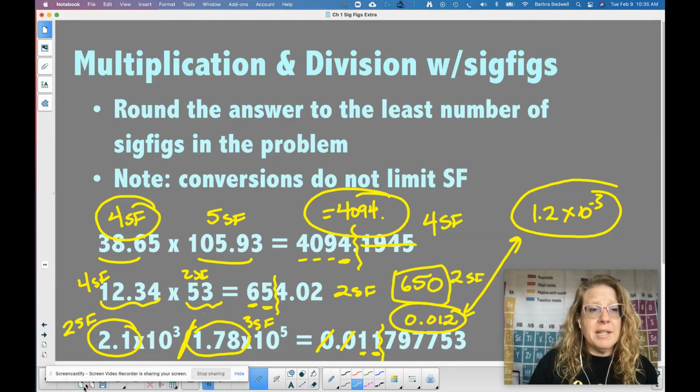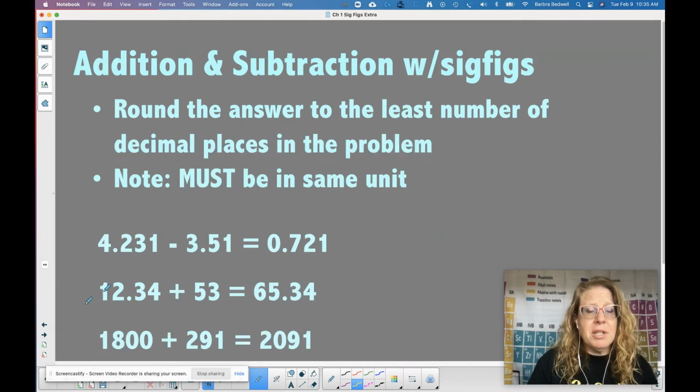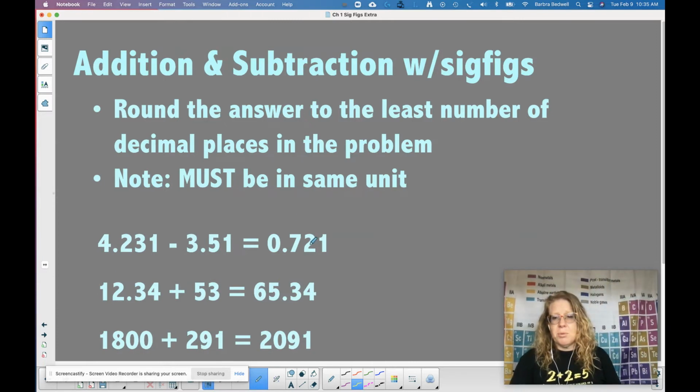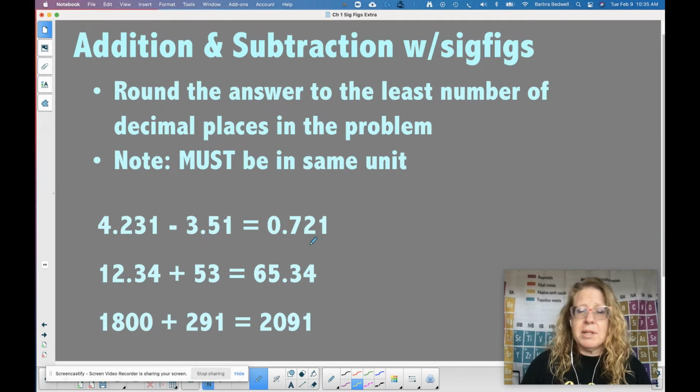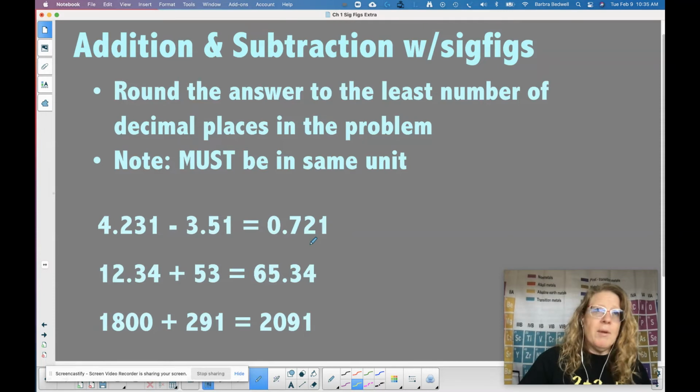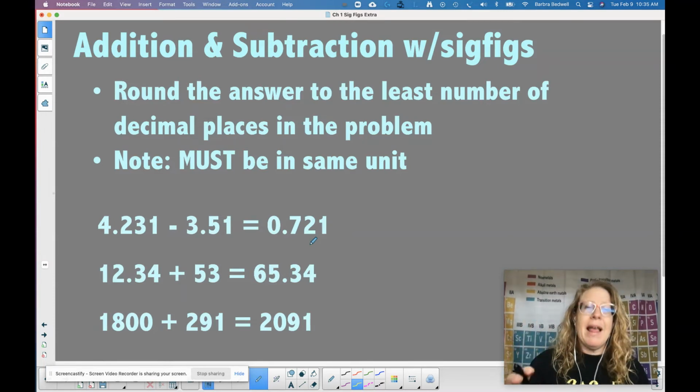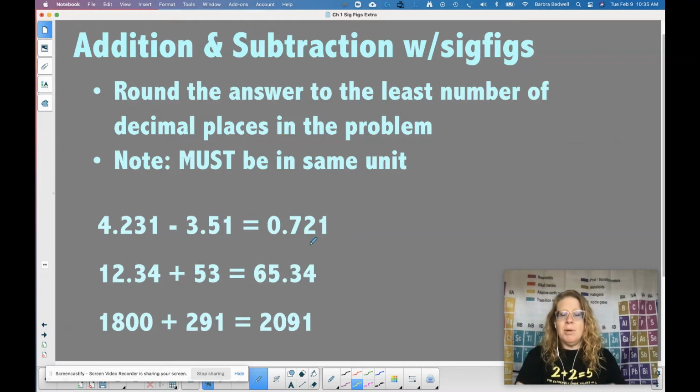Okay, moving forward into addition and subtraction. Addition and subtraction is a little bit different. It's a slightly different rule because of the way addition and subtraction works. When you multiply and divide, you don't actually have to have the same units. That's how we get compound units like area and volume and density, speeds, right? Miles per hour. When you're dividing and multiplying, you don't need to have the same units. But when you're adding and subtracting, they must be in the same unit.